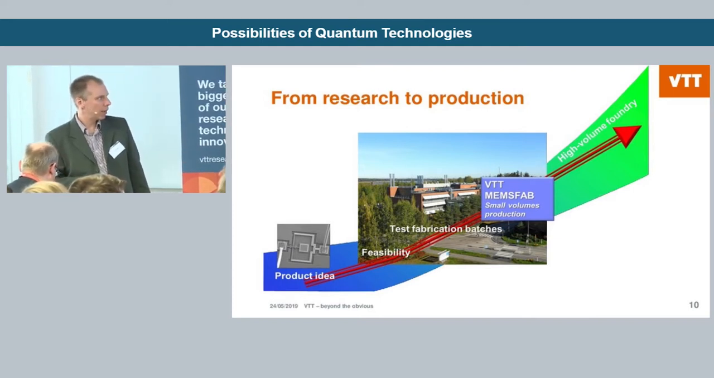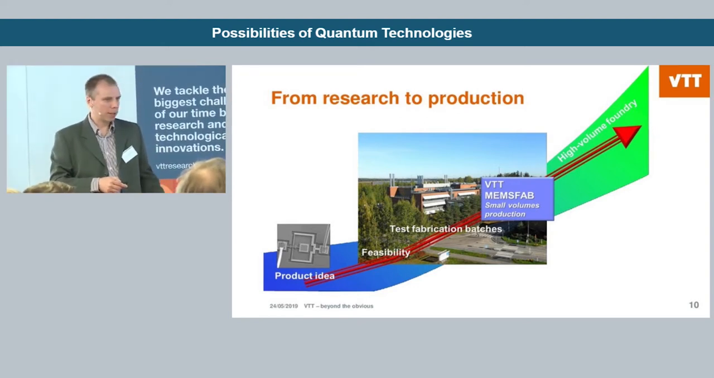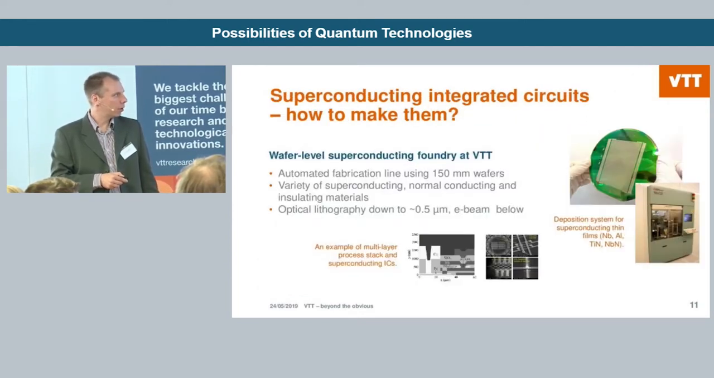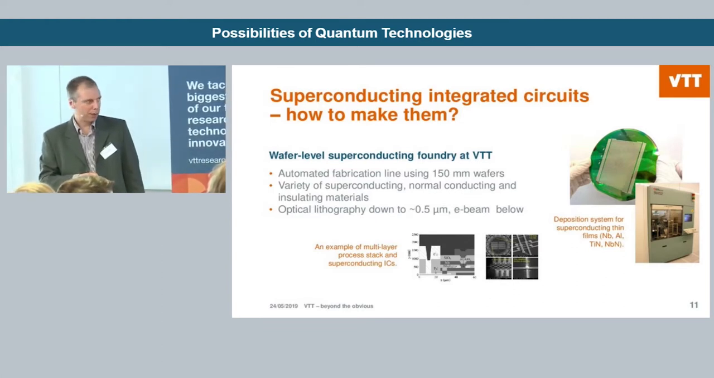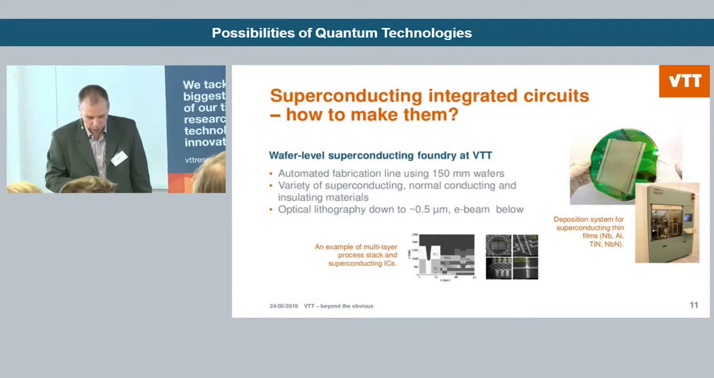There's this subsidiary company, VTT MEMSFAB, which has the capacity to do commercial small volumes production. So it's a big asset in commercialization. You don't need to move your fabrication process to somewhere else, which is actually not so easy. But if you go to very high volumes, then you go outside the building. And we now have these fabrication lines based on 150 millimeter wafers, actually pending upgrade to 200 millimeters.